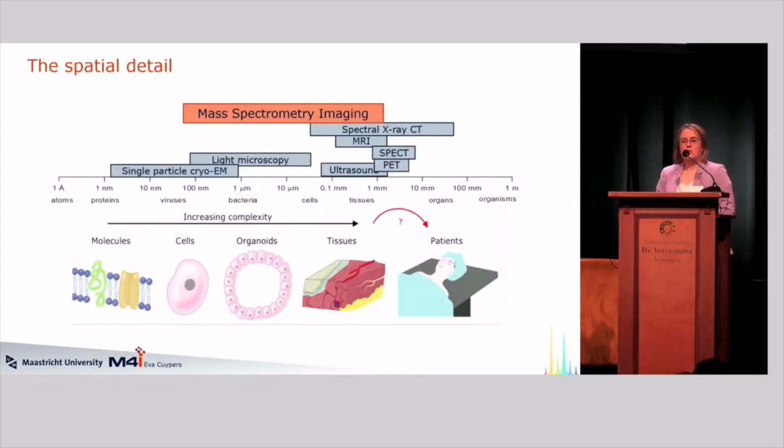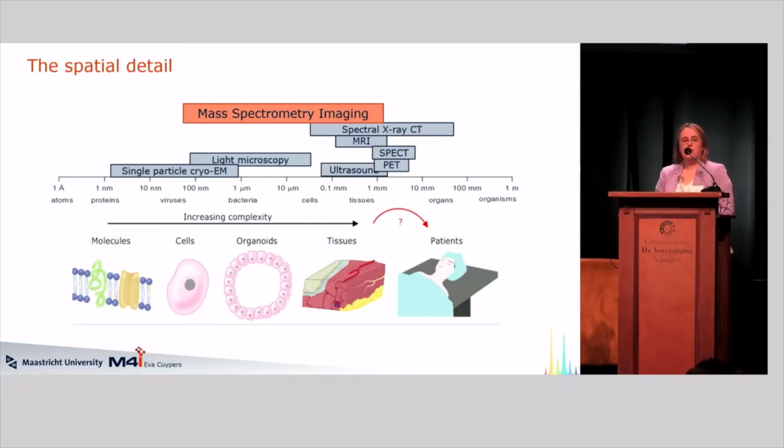So what's the spatial detail we are heading to at the moment? Well, you see here an overview for mass spectrometry imaging. It's a quite broad range. Why? If you work with a laser, of course it depends on the laser settings. With the laser you can go down to 5 micrometer minimum. We're already heading towards 1 micrometer, so hopefully by the end of the year we can do that too.